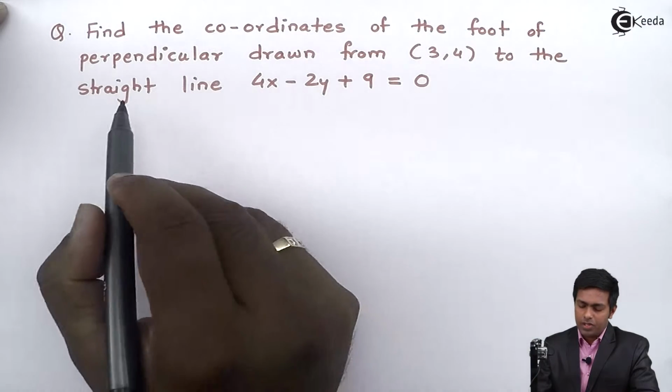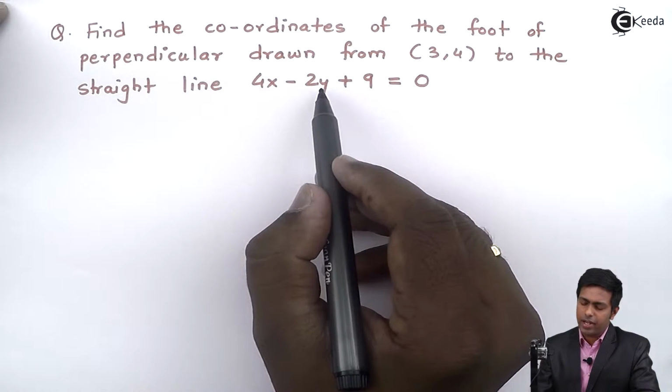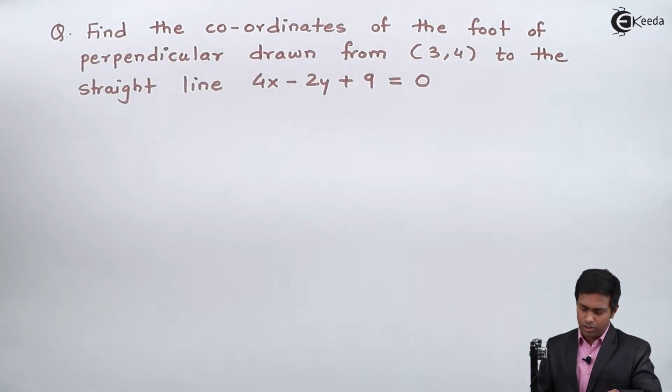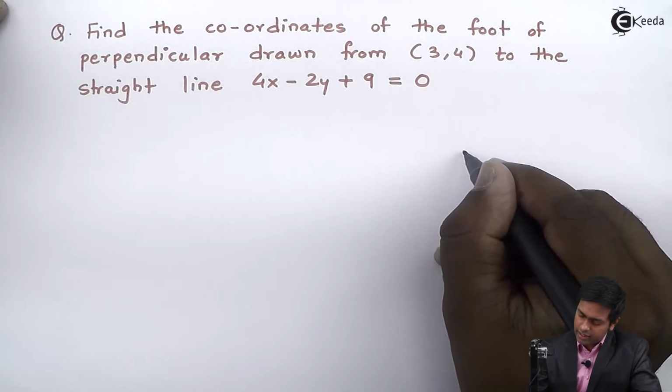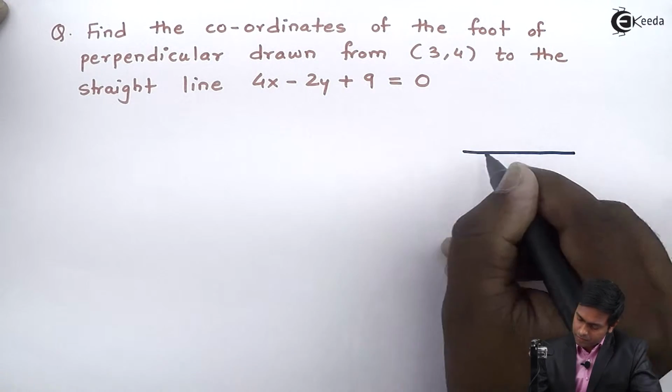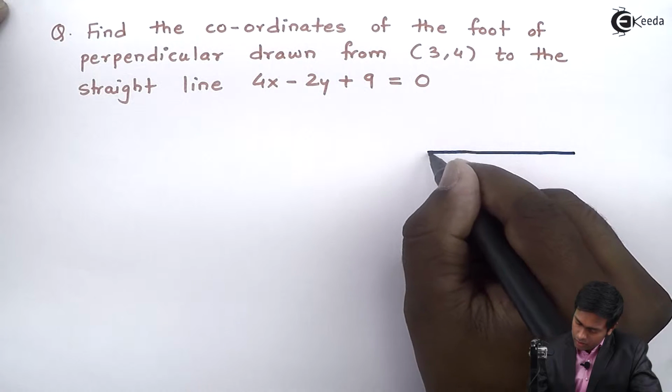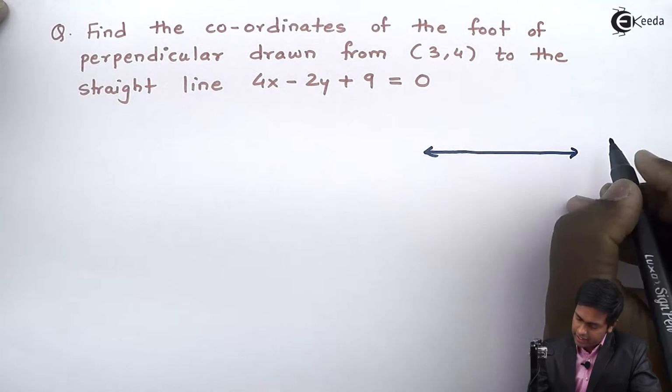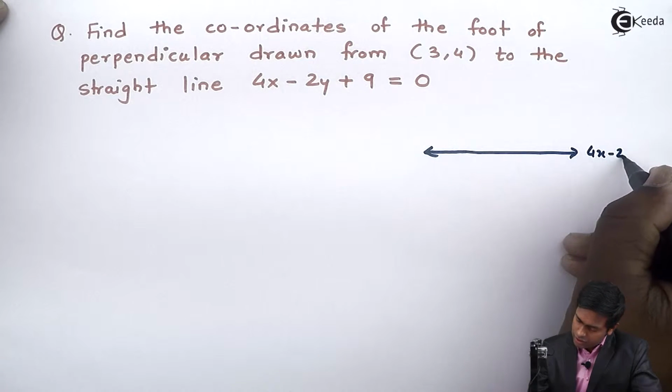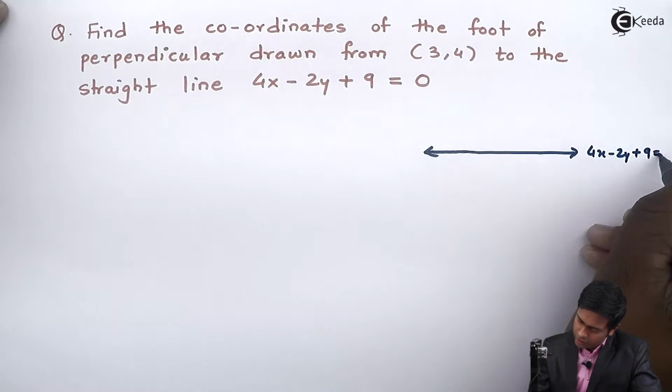Now before starting with the solution, let's visualize the given problem. So here a straight line is given, that is 4x minus 2y plus 9 equal to 0. Let's assume that this is the given straight line. Let's say the equation of the straight line is 4x minus 2y plus 9 equal to 0.